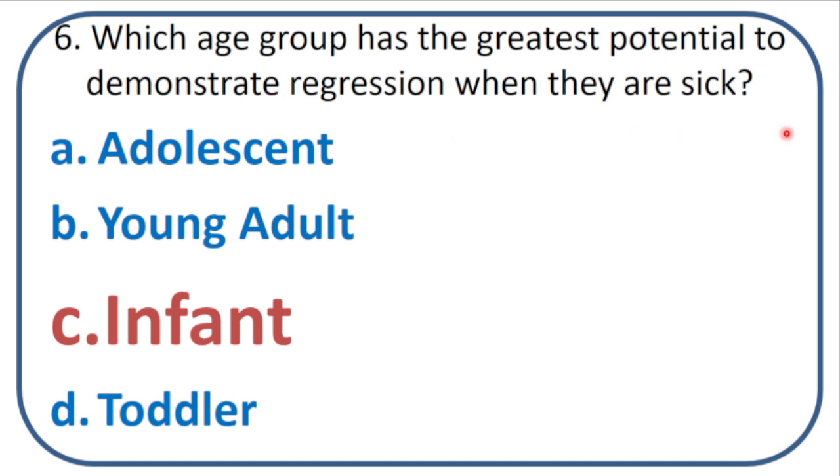If they get any disease or illness, they will go to the regression state, which means an underdeveloped state. They will cry continuously and need the mother's care. They will show the regression defense mechanism. It can also occur in toddlers, adolescents, young adults, even adults, but the greatest level is shown in infants.